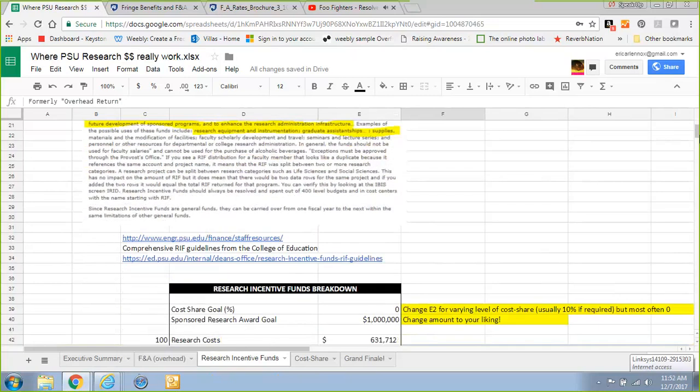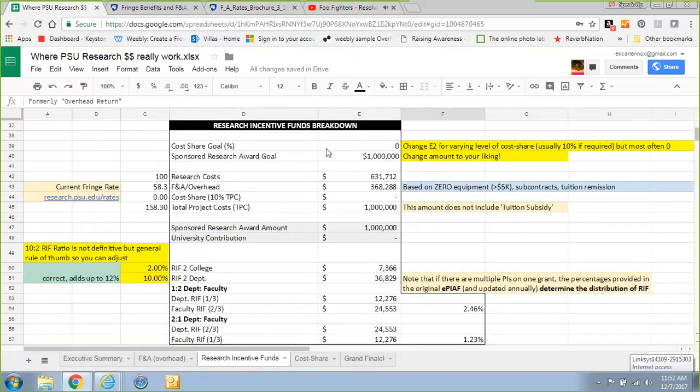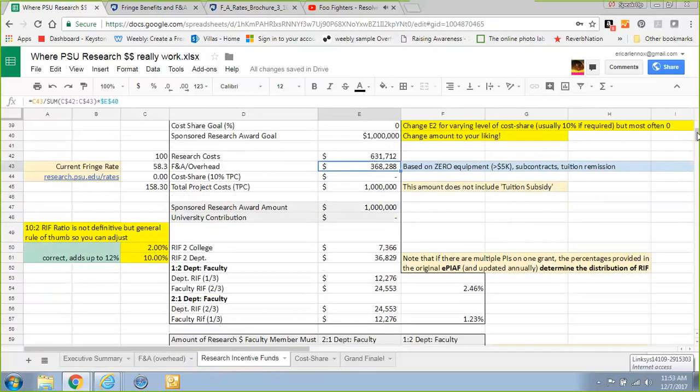Okay, so how do research incentive funds break down? So this is a little bit of an echo of the FNA that I showed you earlier, but super basic again. $1 million grant, no cost share, $630,000 in research costs, $370,000 in FNA, and then just like it said up top, research incentive funds is equivalent to 12% of the research award, so the recovered FNA.